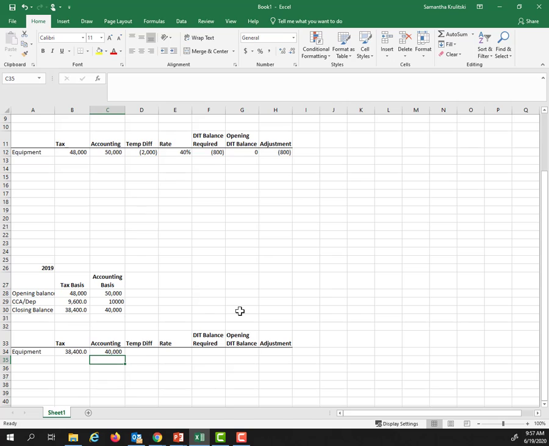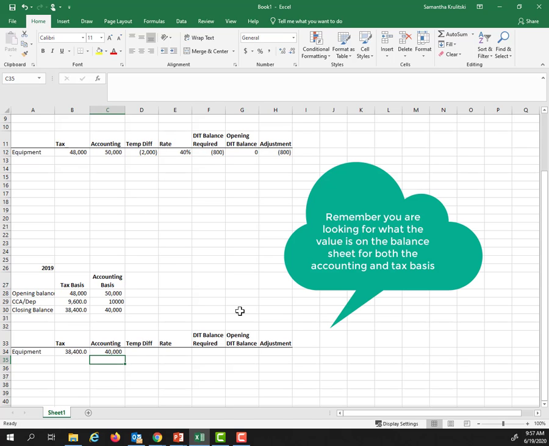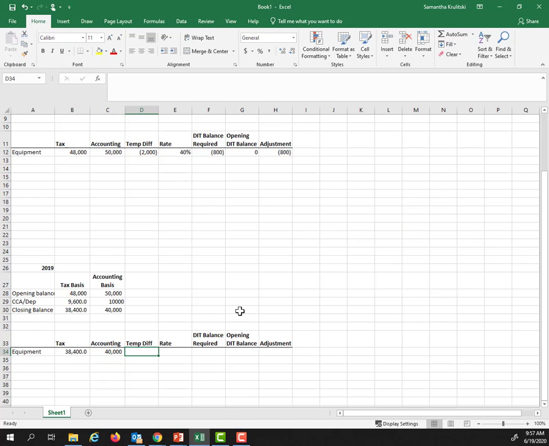They're debits because that is what they sit on the balance sheet. It's an asset, so it would be a debit in our chart. For our temporary difference, we're taking tax less the accounting. We still have a 40% tax rate. So our DIT balance that we are required to have is that 1,600 times the 40%, so we need 640. But we have an opening balance, which is $800 credit. So we know we need to have an adjustment. We take the difference between the two, and we're going to need a debit of $160.